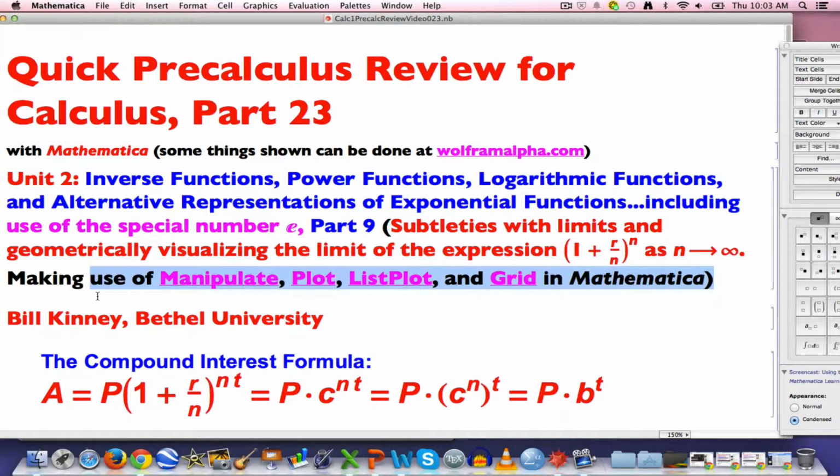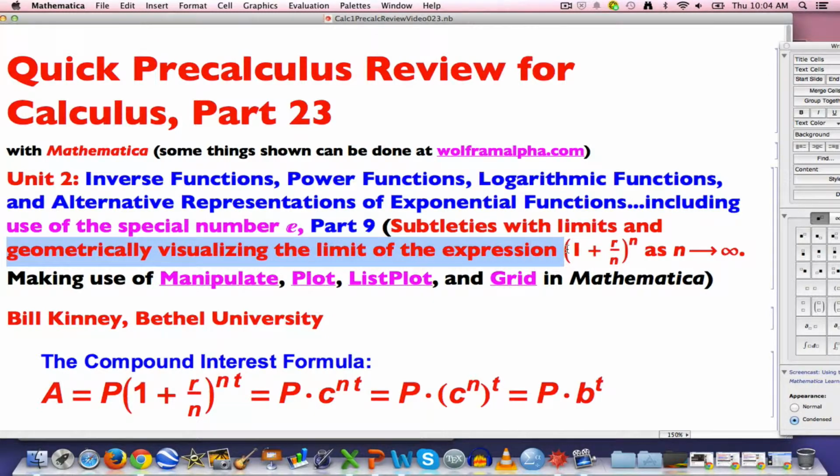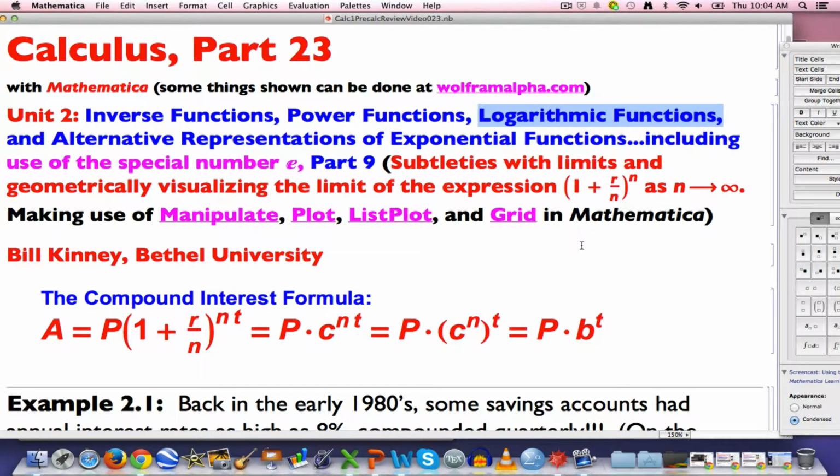We'll make use of Mathematica and these commands to geometrically visualize the limit of this expression in this video: the fact that 1 plus r over n to the n power approaches e to the r power as n goes to infinity. Again, for fixed r, 1 plus r over n to the n power approaches e to the r as n goes to infinity. Part 9 we'll get into talking about alternative representations of exponential functions, including use of the number e in those representations, and we'll talk ultimately about logarithmic functions as we close out Unit 2 in the videos to come.